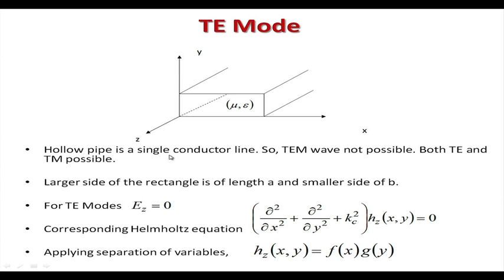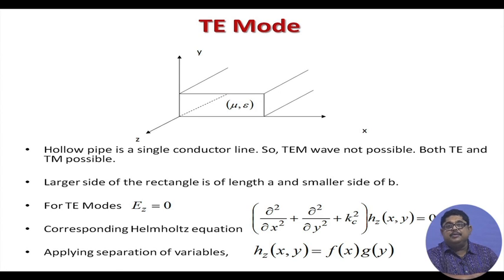Now, we have already seen when we studied TEM mode that a hollow pipe is a single conductor, a waveguide is a single conductor. In a single conductor you cannot have a TEM wave because you do not have any voltage between the two walls, because all are the same structure. So, their potential difference is 0, that is why you cannot have any transverse electric and transverse magnetic field, that we have already seen. But both TE and TM are possible.